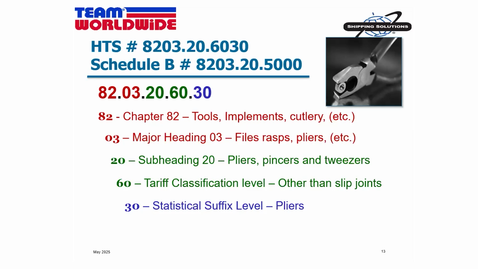Now, what this points out is on the import side, they may have wanted statistical information about slip joint versus non-slip joint pliers, maybe vary the rate of duty for different reasons, where the export side reported it in a much broader definition. But it is an example of how the harmonized number can be different.